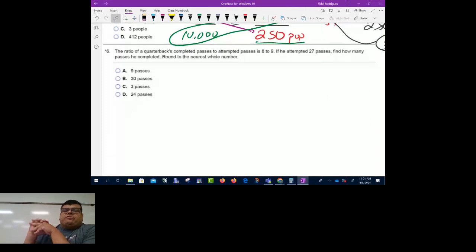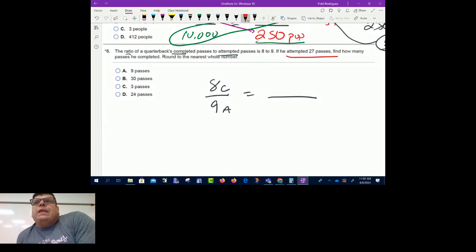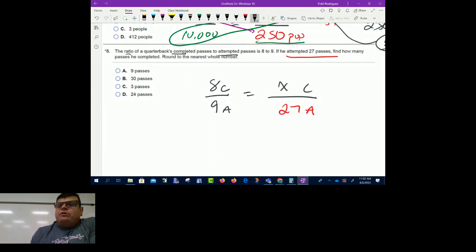Let's try number 6. It says the ratio of a quarterback's completed passes to attempted passes is 8 to 9. Okay, so first thing I'm going to do before I even finish reading the problem, one fraction equals another. Okay, look, the ratio completed to attempted. So that means that he attempts 9 passes, he completes 8, right? Okay, now look over here, y'all. He attempted 27. Y'all, my question to you, where do you think I should put my number 27? On the bottom. Boom. You guys got it. And the variable on the top. You got it, my friend.